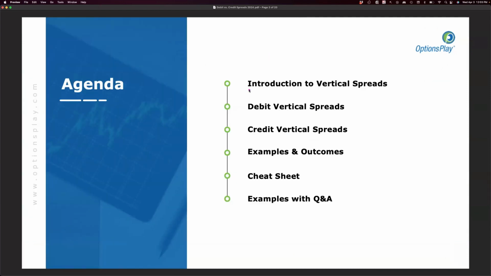So we'll start off with a quick introduction to vertical spreads, make sure you understand what they are, and then we'll dive into debit vertical spreads first, and then cover credit vertical spreads before we look at some examples and outcomes. The best way to learn is to go through some examples, see how each one of these strategies perform in different conditions so that you can truly understand the difference between debit versus credit spreads.